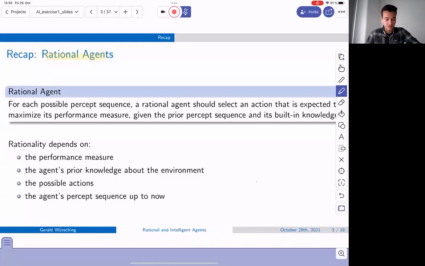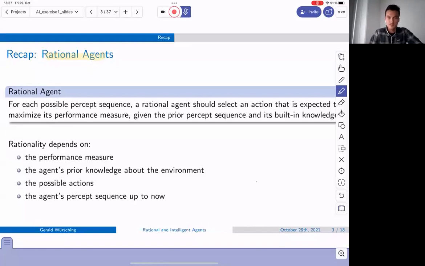And in this lecture, we use this definition, which is basically also shown in the lecture and which is taken from the Artificial Intelligence, a Modern Approach book. And this definition basically says for each possible percept sequence, a rational agent should select an action that is expected to maximize its performance measure given the prior percept sequence and its built-in knowledge.